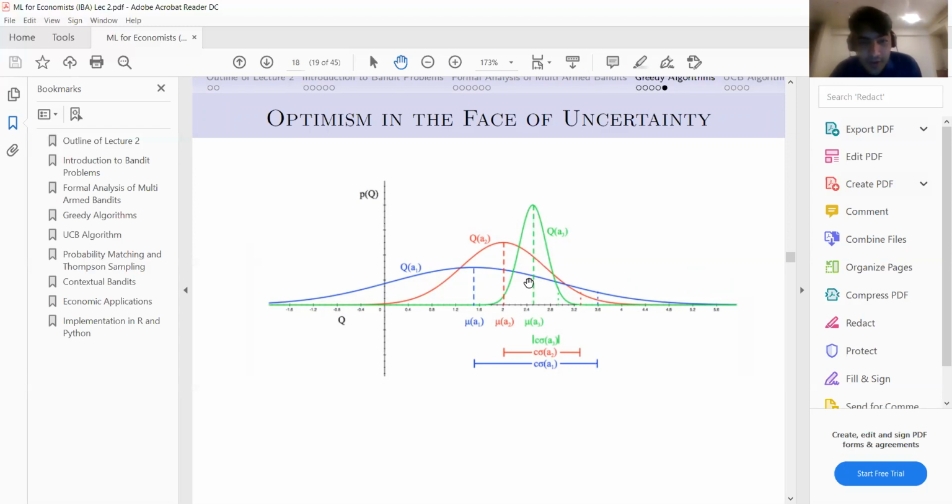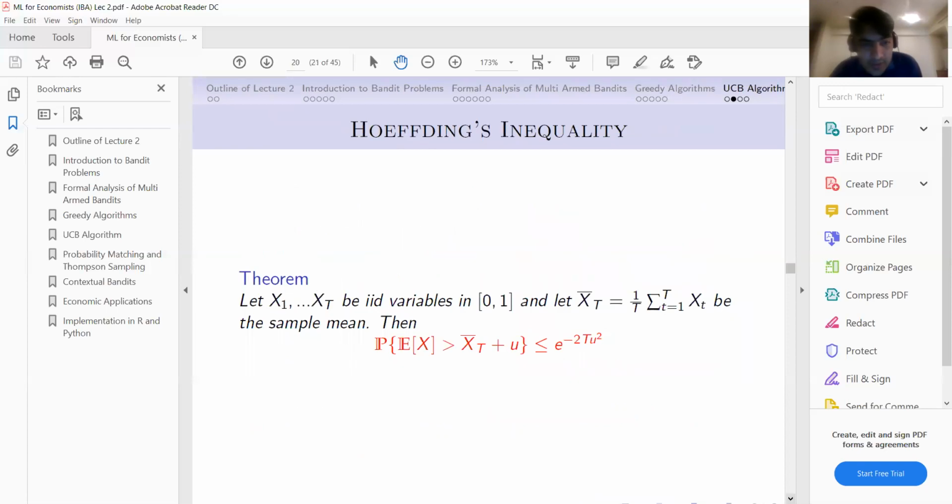But the red as well as the blue distributions could turn out, with a relatively non-trivial probability, to be better than 2.5 on average, because so far there's a lot of uncertainty. So the upper confidence bound encourages exploration by narrowing down the uncertainty regarding the distributions which you haven't explored so far. So that's it.